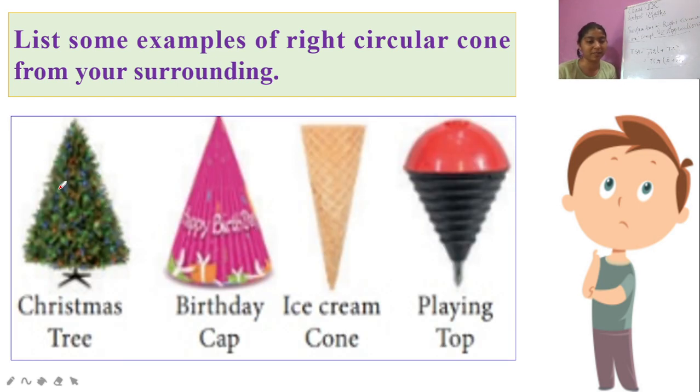Okay, so see, I have pasted some examples of a right circular cone. You can see the Christmas tree, right? In the Christmas tree we have a right circular cone. This type of shape is there in the birthday cap also. And the ice cream cone and a plain top are a few more examples of a right circular cone.